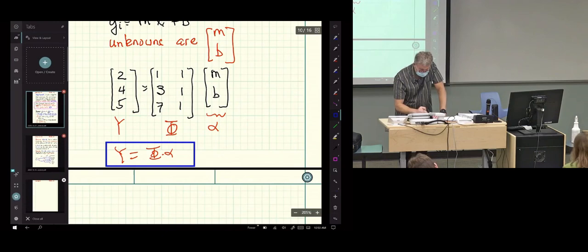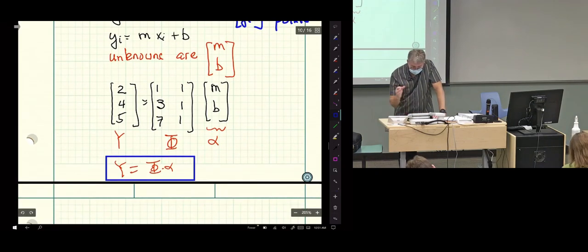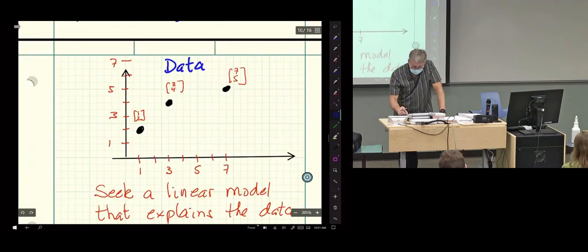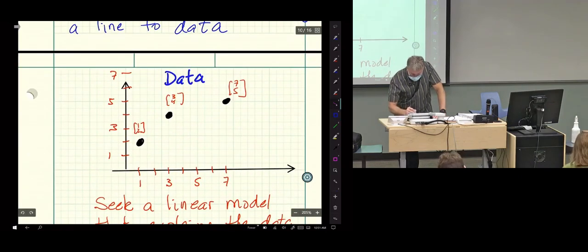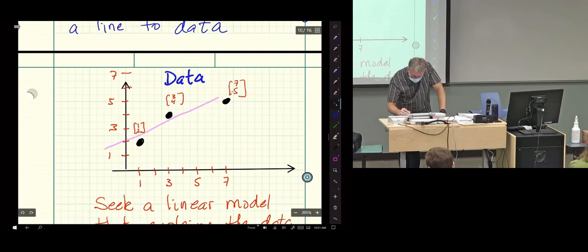So we'll pick it up here, but question: is 2, 4, 5 a linear combination of 1, 3, 7 and 1, 1, 1? And you can check it's not, so there is no solution to the equation. What it means that there's no solution to the equation is that you can't fit a line perfectly through it, so it's not consistent.